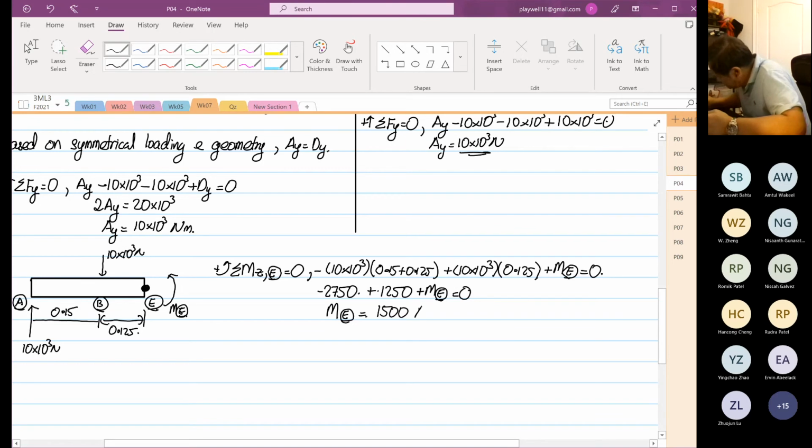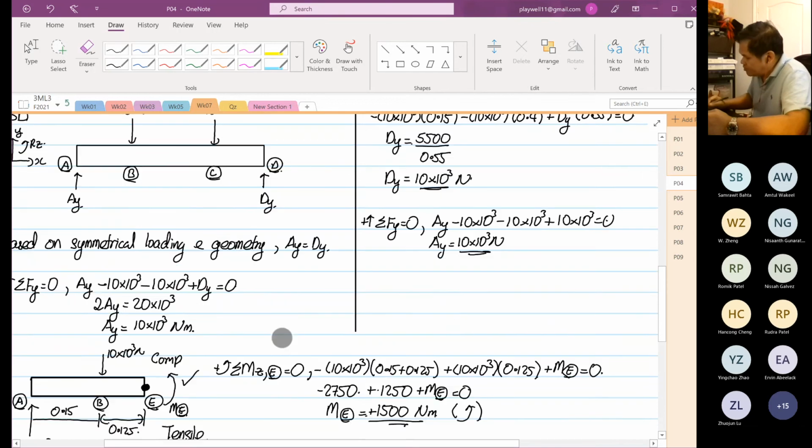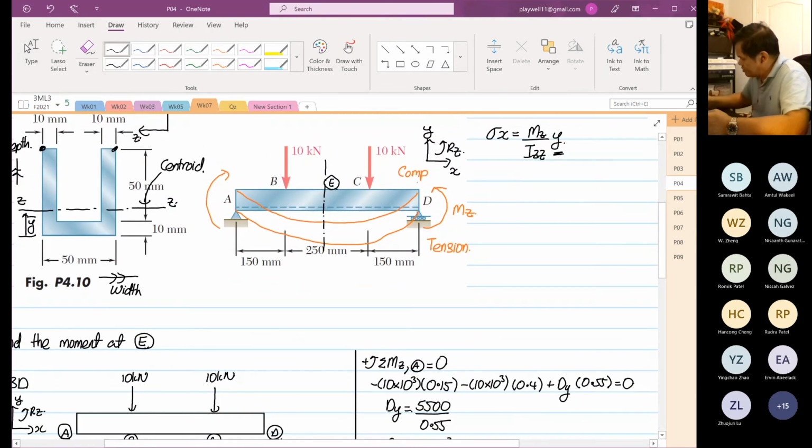And because it's positive, right? This direction is valid. Okay, so we know that it is going in this direction. When it's going in this direction, the top will be under compression, the bottom is under tension. And that we know already, isn't it? Based on deformation, the top is compression, the bottom is under tension. Okay, so that part is done.